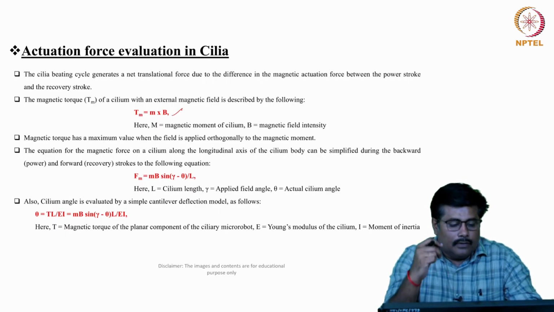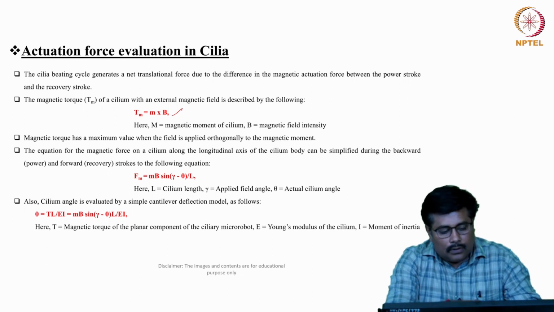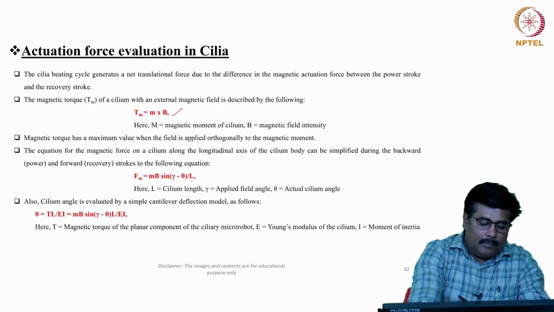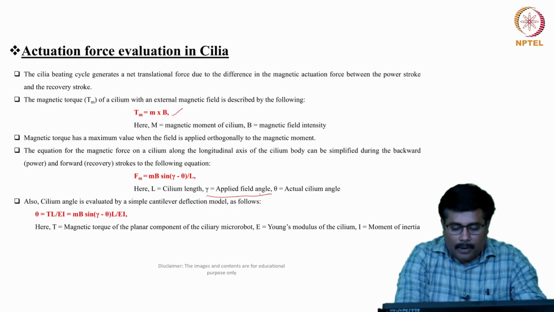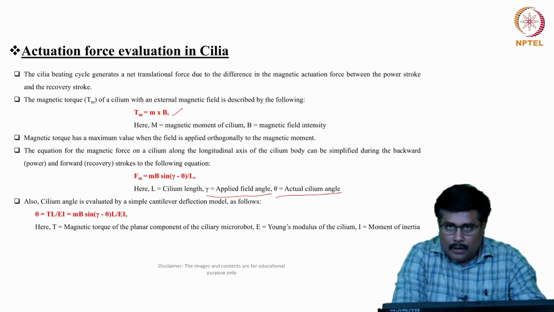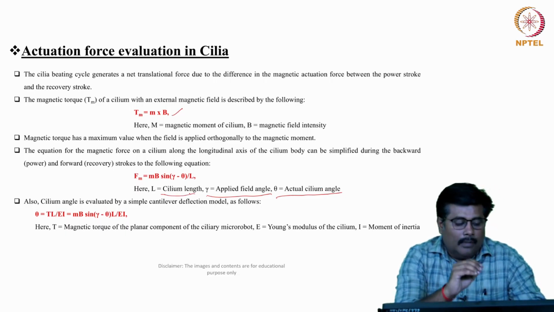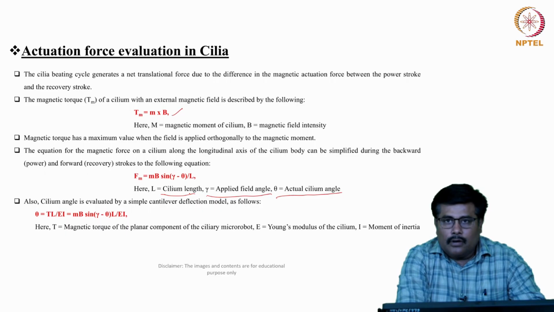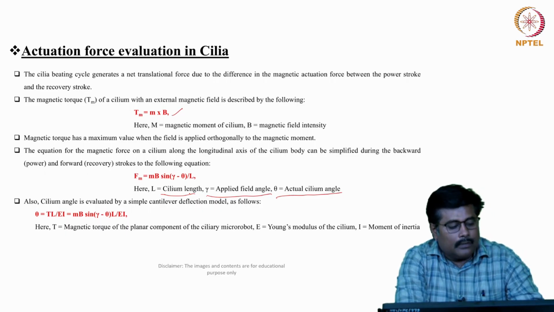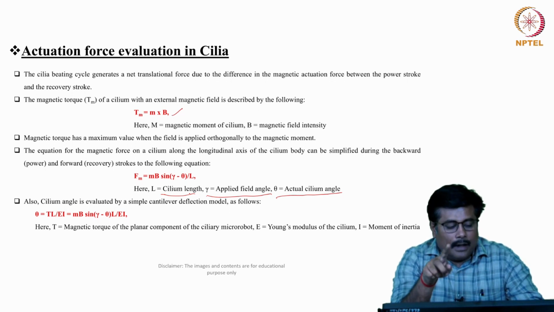The equation of the magnetic force on a cilium along the longitudinal axis of the cilium body can be simplified, using a backward power stroke and a forward recovery stroke, to the following equation: Fm = MB sin(γ − θ) / L, where γ corresponds to the applied field angle, θ corresponds to the cilium angle, and L corresponds to the cilium length. Also, the cilium angle is evaluated by a simple cantilever deflection model, which can be represented as θ = TL / EI, which is nothing but MB sin(γ − θ) L / EI.